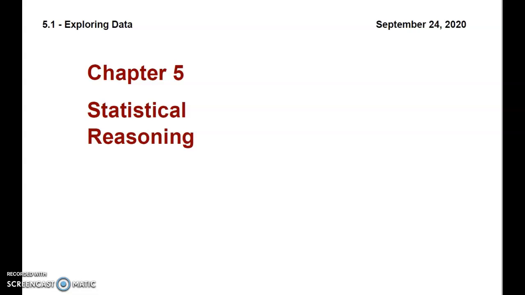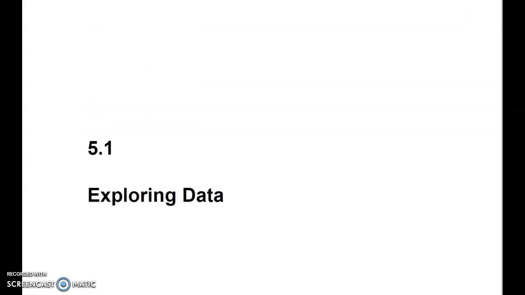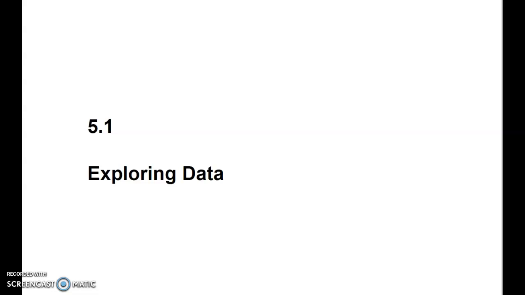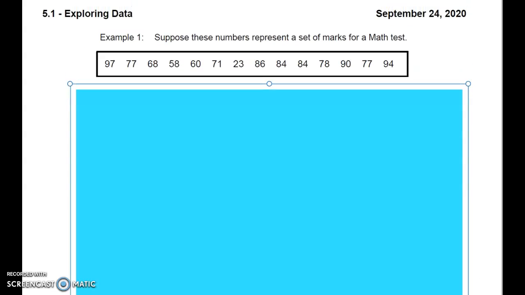So today we're going to start chapter 5, which is statistical reasoning, because we just finished chapters 3 and 4, trigonometry, last week with our test. Today specifically we're going to do 5.1, which is exploring data. Some of this might look familiar to some of you, which will be great.